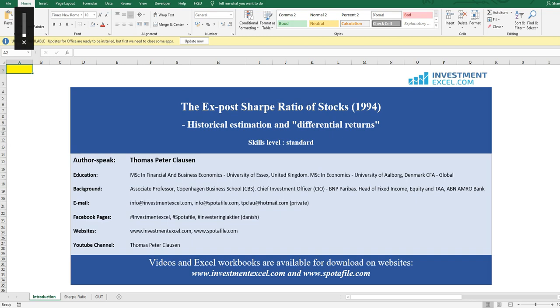Today I will show you how to calculate the so-called ex-post Sharpe ratio of stocks. The ex-post ratio is different from the ex-ante and more famous Sharpe ratio, which is based on expectations one period ahead of the risky asset return and the standard deviation of returns. The ex-post Sharpe ratio, on the other hand, measures the historical performance or risk-adjusted return of a risky asset or a mutual fund.